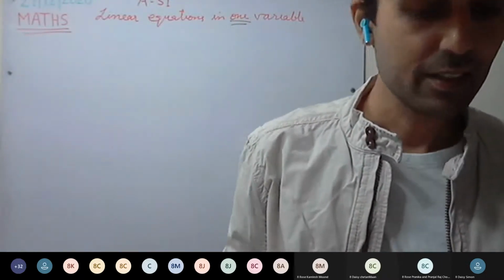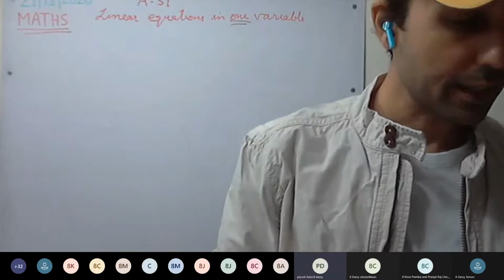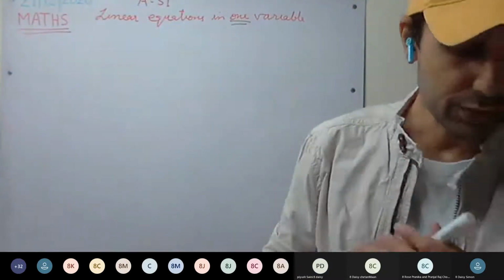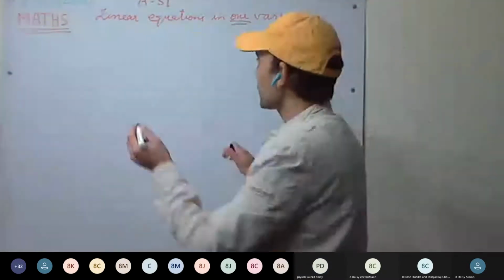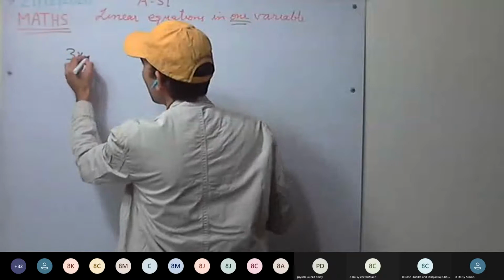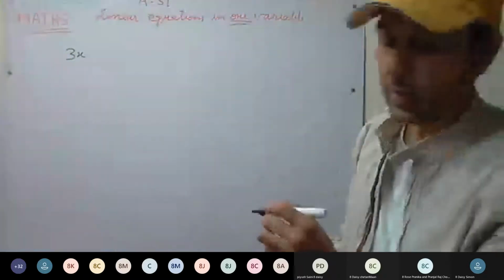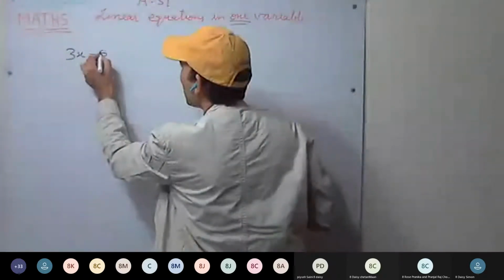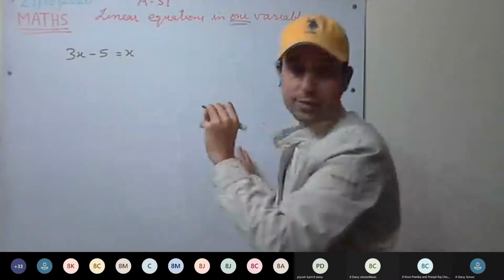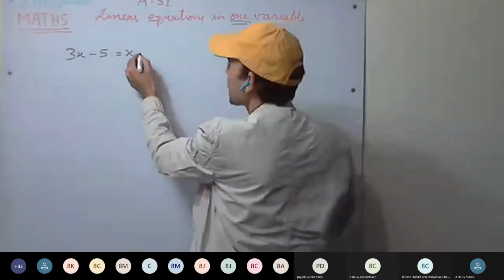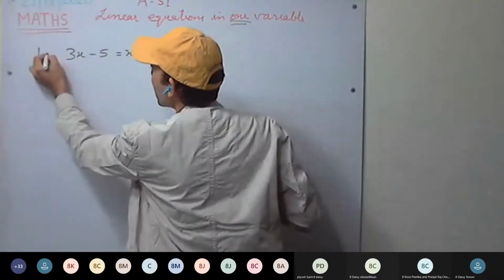Sir, we can do the first question itself. Yes, start the exercise. You have 1 minute to solve the first question. So the first question is 3x minus 5 equal to x plus 3. This is the first.